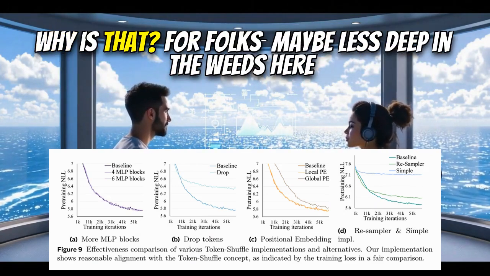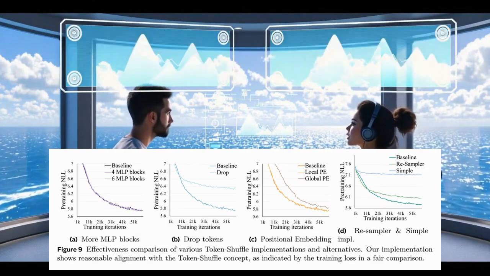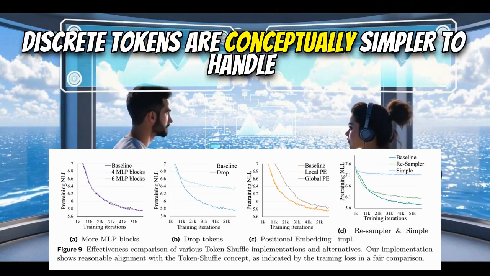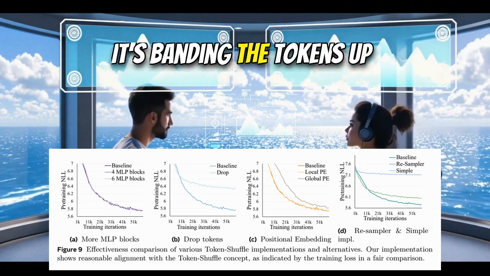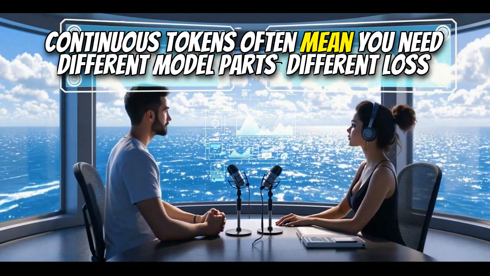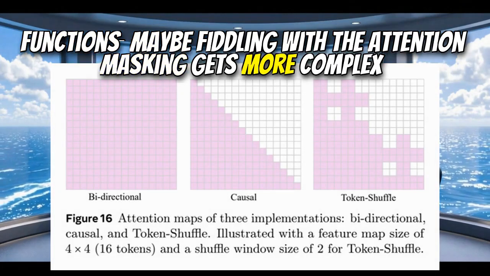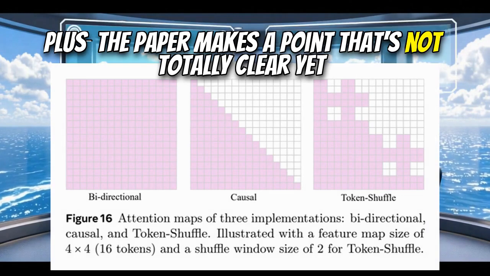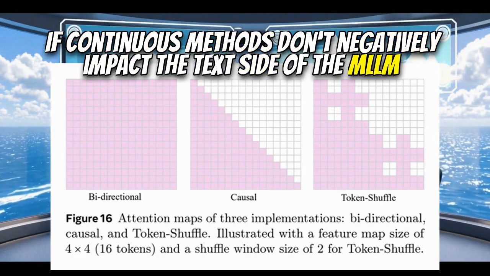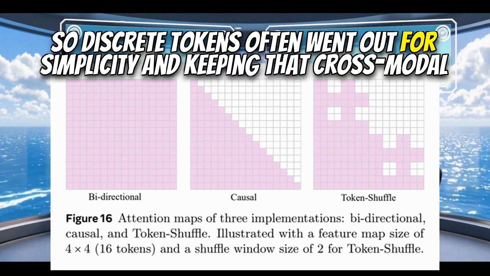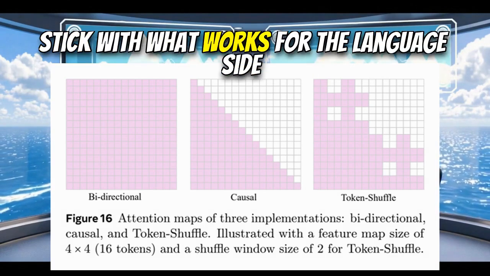Why is that? For folks maybe less deep in the weeds here. It mostly comes down to integration with the LLM architecture. Discrete tokens are conceptually simpler to handle. You just treat them like extra words in the vocabulary. It's expanding the token set. Exactly. Continuous tokens often mean you need different model parts, different loss functions, maybe fiddling with the attention masking. It gets more complex. Right. Plus, the paper makes a point that it's not totally clear yet if continuous methods don't negatively impact the text side of the MLLM. So discrete tokens often win out for simplicity and keeping that cross-modal performance strong. Makes sense. Stick with what works for the language side.